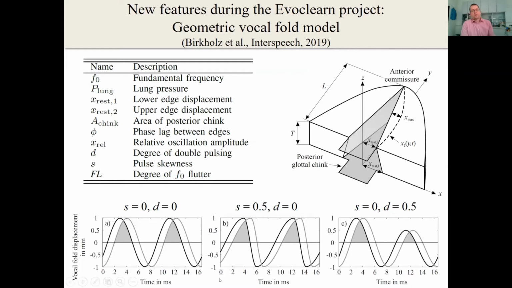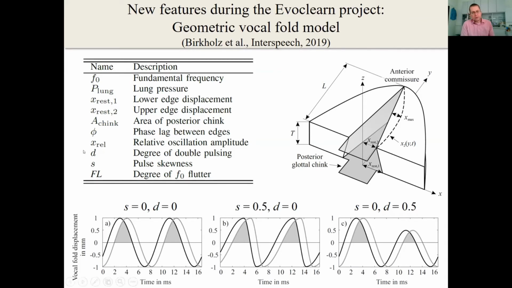Here we can see the parameters of the model: F0, lung pressure, then the rest displacement at the lower and upper end of the vocal folds, at the posterior end. Then we have a constant posterior chink area that we can specify, a phase delay phi between the upper and lower oscillation at the upper and lower edges, and a relative oscillation amplitude, which is interesting to specify for voiced fricatives, for example, where the oscillation amplitude is lower.